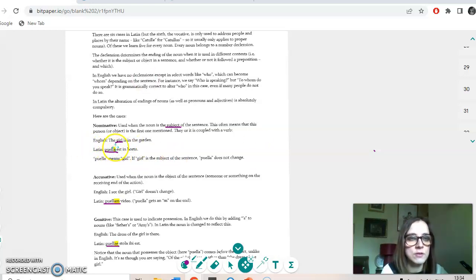So here we have the English example, the girl is in the garden. In Latin, this is going to be puella est in horto. The word order is exactly the same, as you can see. Puella is girl, horto is garden, so it's the same word order as in English.